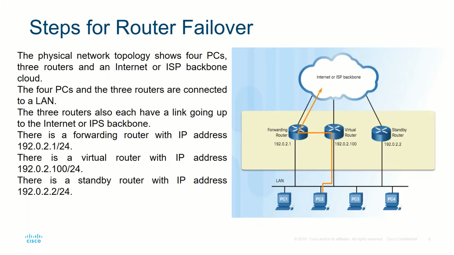When the router 192.0.2.1, so this is the active router now, if it fails, then what will it do? The router 192.0.2.2 will turn into the active router. Let us discuss this in the next slide.